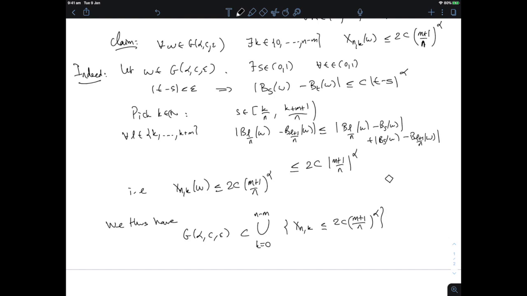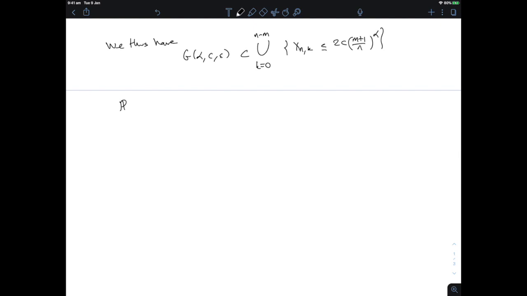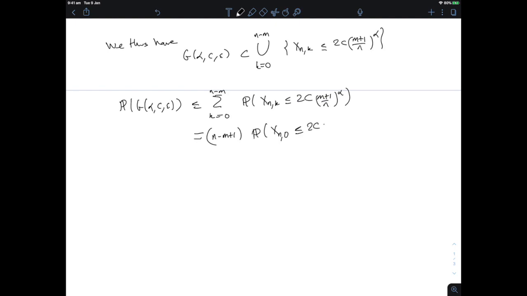Now I want to compute the probability of G_{α,c,ε}. And what I can say is that it's going to have to be smaller than the sum from k equals 0 to n minus m of the probability that X_{n,k} is smaller than 2c((m+1)/n)^α. Now, what is the probability of that? Well, this probability is really independent of k, not just because increments of the Brownian are independent, but because they're IID variables. So it doesn't matter which green window we're looking at, the probability is the same, and that's going to be the probability that, let's say, the first one is smaller than 2c((m+1)/n)^α. Right, that's because of the IID property of the increments of the Brownian.